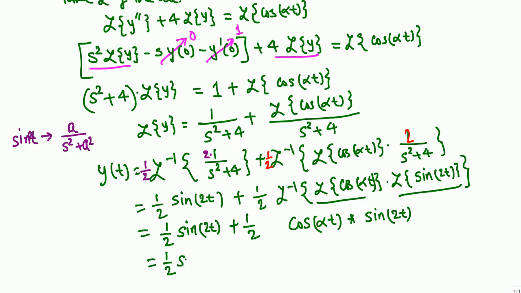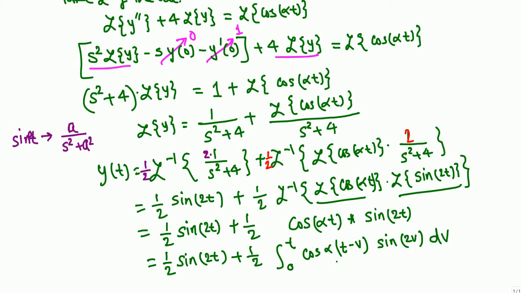So 1/2 sine 2t plus 1/2. From the definition of convolution, this is the integral from 0 to t of the first function, cosine alpha (t minus v), times sine 2v dv. Okay, that's the answer, that's the y function, and this is a definite integral from 0 through t. So when we evaluate, this would be a function of t finally.